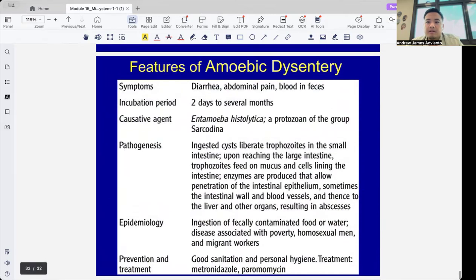Features of amoebic dysentery includes symptoms include bloody diarrhea as well, abdominal pain, and it spreads through contaminated food and water. Prevention focuses on sanitation and also hygiene.